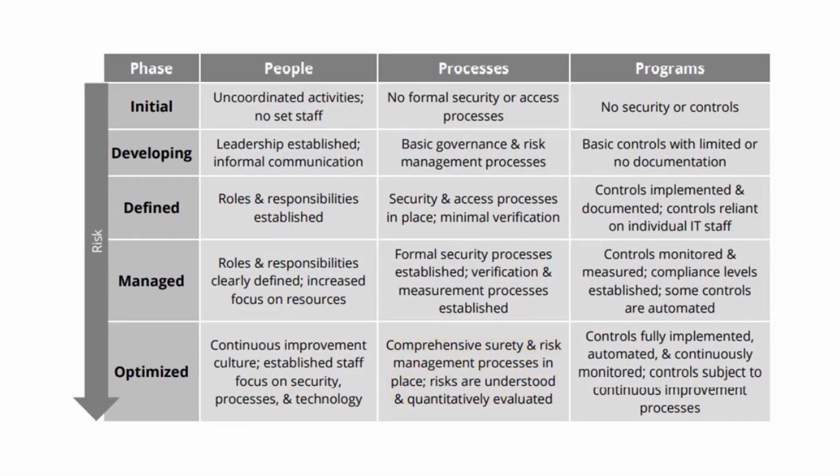And then as far as the programs, the controls are fully implemented, they're automated, they're continuously being monitored. If there's an issue, it'll spit out a report, for example. Controls are now subject to continuous improvement processes. So again, the farther along we are in this what we call maturity model, or the different phases, the less inherent risk exists. So that's what we're concerned with when we're dealing with ERP, the system, and the maturity model.